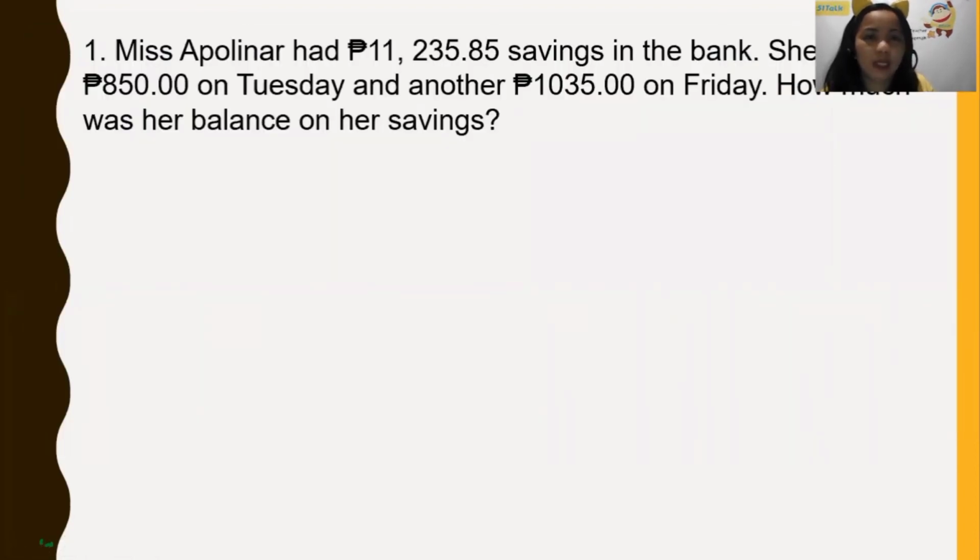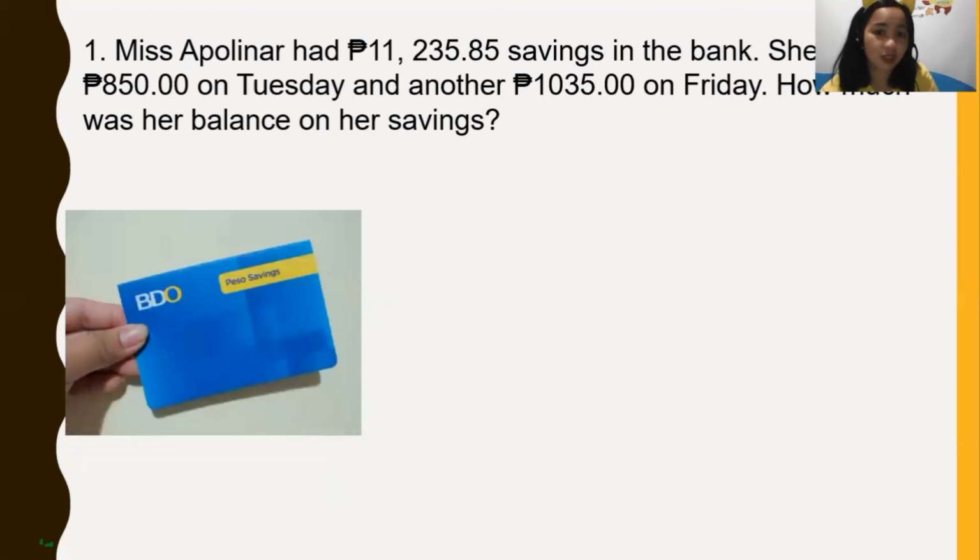Now, let's go with problem number 1. Miss Apolinario had 11,235 pesos and 85 centavos savings in the bank. Yeah, we need to save money. She withdrew 850 pesos on Tuesday and another 1,035 pesos on Friday. How much was her balance on her savings? So, isang maganda sa mga kaugalian ni Miss Apolinario, she saves money. So, sana gayahin natin yan. And then, let's proceed on how to solve this problem.